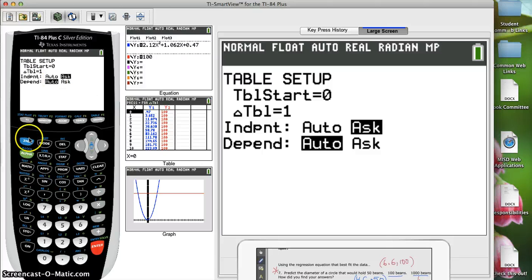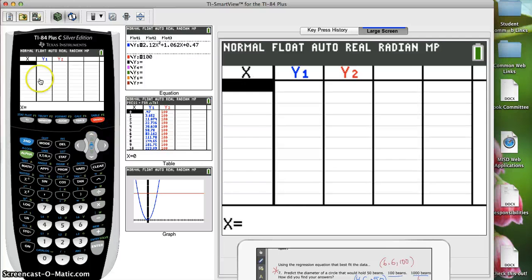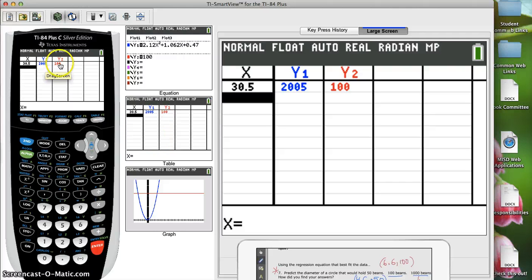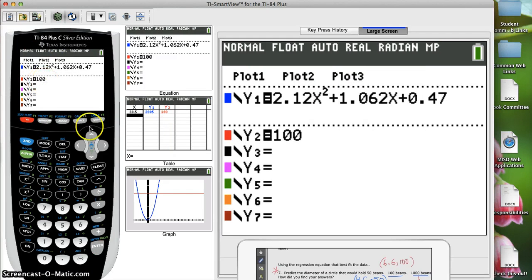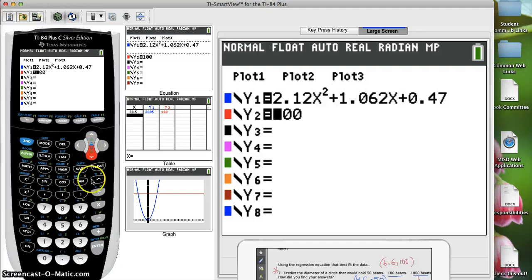Now when you go to second graph, you'll see that the table is empty. It's because it's going to ask you for the x value, and you tell the calculator that I want a 30.5, and you press enter. So as you can see, it gives you the y1. There's also a y2 because I do have a y2 over here. If that bothers you, you can go down and erase it.